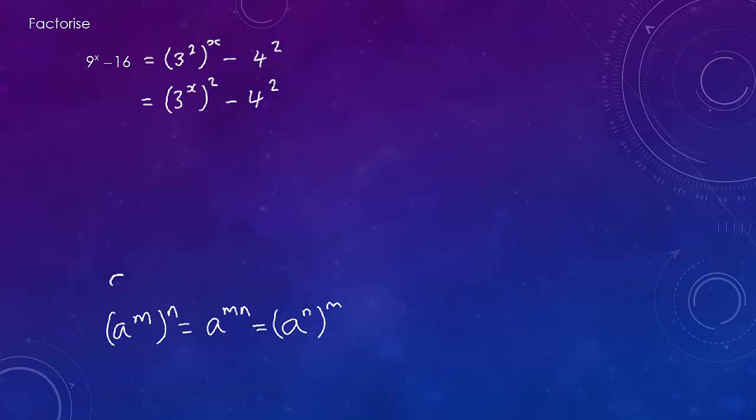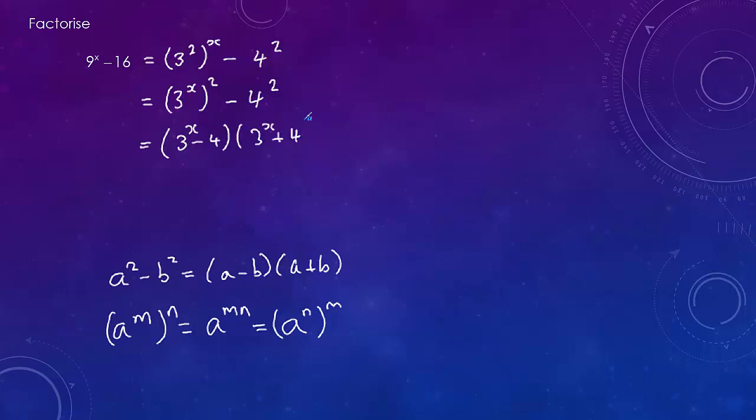And the difference of two squares tells us that a squared minus b squared always factorizes as a minus b, a plus b. So what we have here is that 3 to the x is in the position of being the a, and 4 in the position of being the b. So we can write that as 3 to the x minus 4 and 3 to the x plus 4.